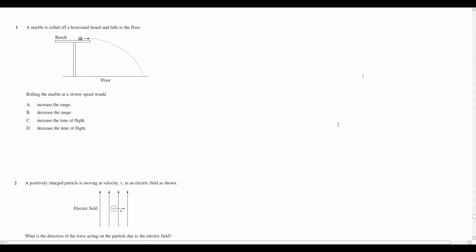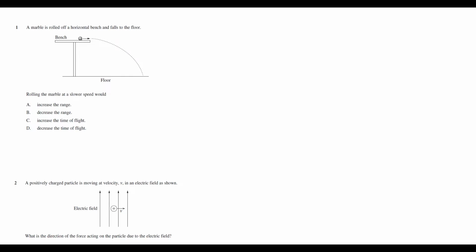So, question 1. A marble is rolled off a horizontal bench and onto the floor. So, rolling the marble at a slower speed would, okay, so we've got a few different options. Increase the range, decrease the range, increase the time of flight, decrease the time of flight. So we know it's not going to be either C or D, certainly not, because that has nothing to do with the horizontal velocity. That is all strictly going to be based on variables like the height, the vertical velocity, and the gravitational acceleration. So definitely not C or D.